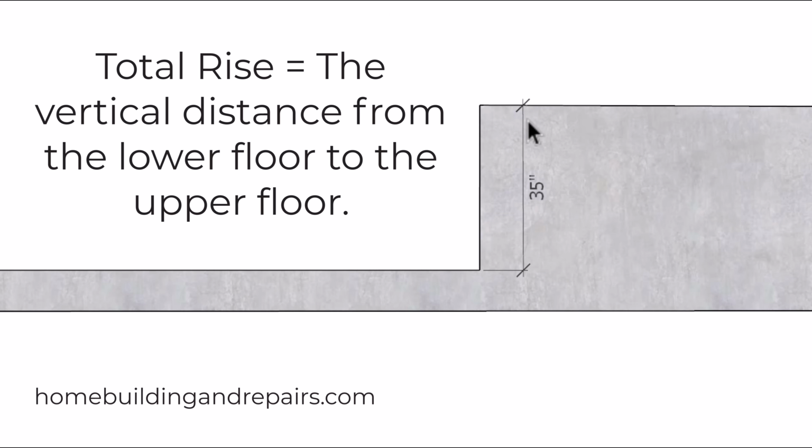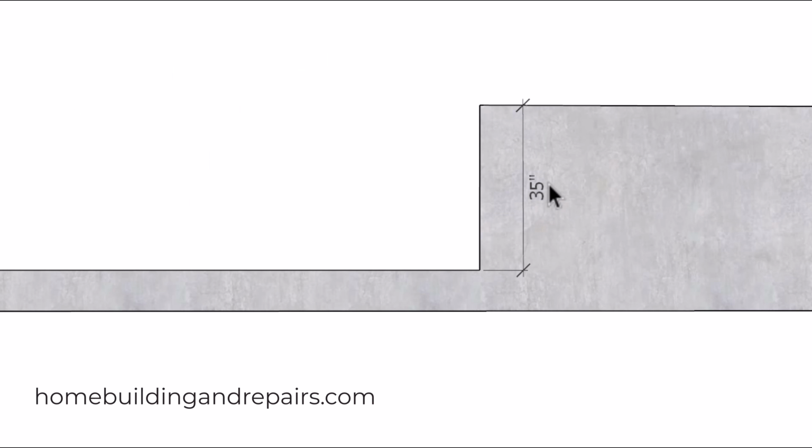Now, the total rise is the distance between the lower floor and the upper floor. And in our example here, it's 35 inches. And we're going to start with the total rise instead of the total run, which is the horizontal length of the stairway, because it's very difficult to calculate this first and then this one.